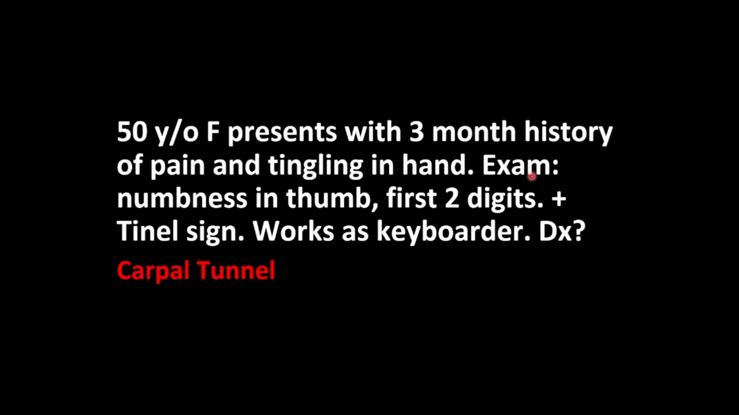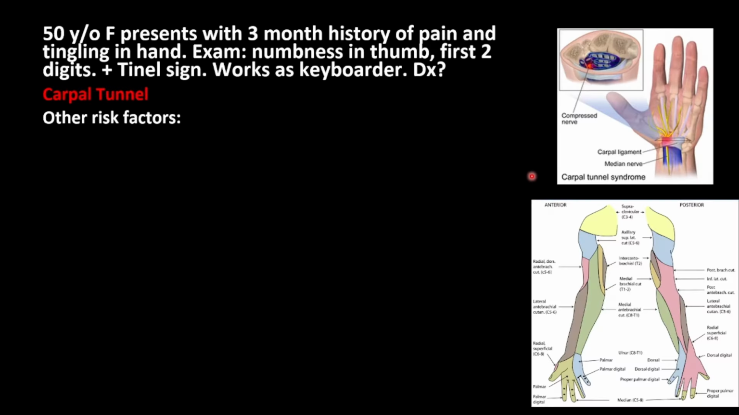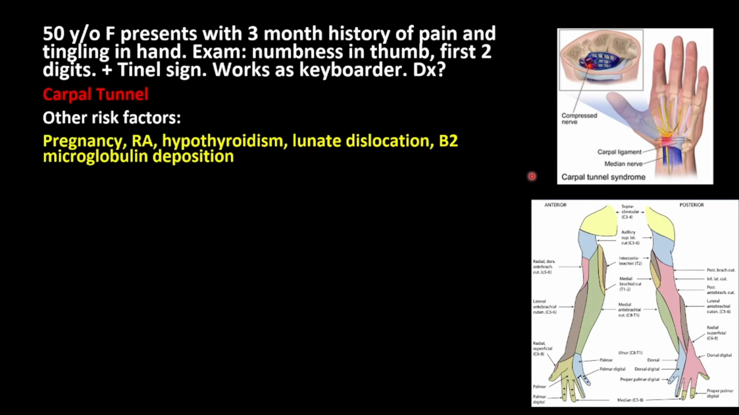So you want to be thinking about carpal tunnel syndrome, and a little more about carpal tunnel syndrome. Some commonly tested risk factors are pregnancy, rheumatoid arthritis, hypothyroidism, lunate dislocation, and B2 microglobulin deposition. So that is, I believe, associated with amyloidosis in dialysis patients, so they can get carpal tunnel.